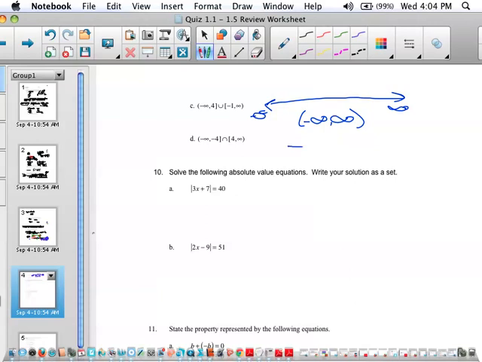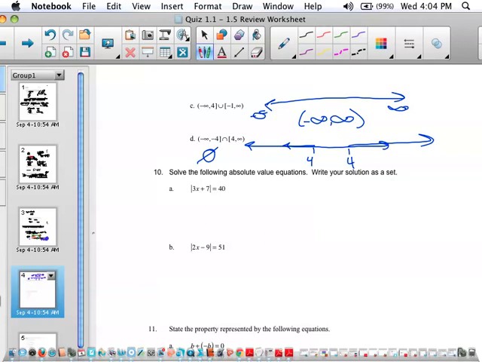Now, if you look at D, I'm looking from -4 down and 4 up. The intersection, those two intervals never intersect. Therefore, the answer to this is the empty set. The empty set.